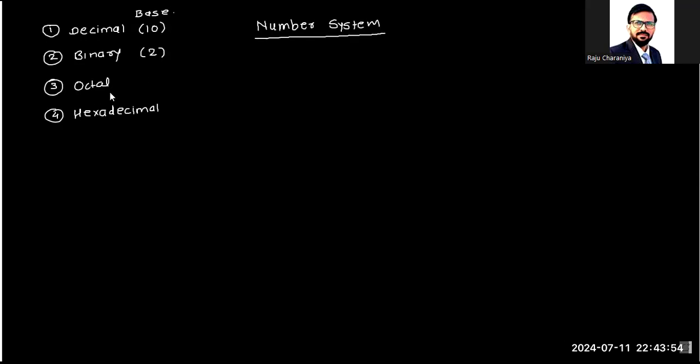As the name suggests, octal uses numbers from 0 to 7, a total of 8, so the base will be 8. The hexadecimal number system has two words: hexa is 6 and decimal is 10. It means there are a total of 16 digits used in the hexadecimal number system.